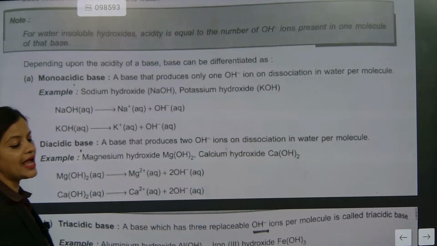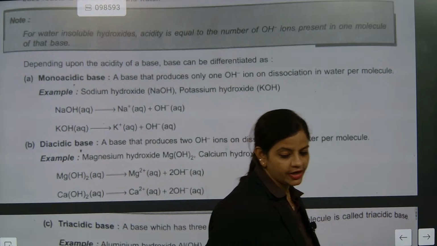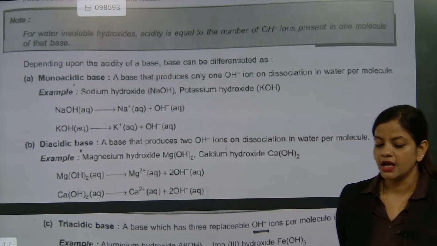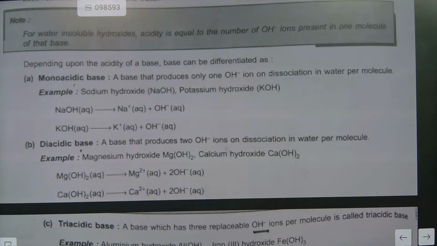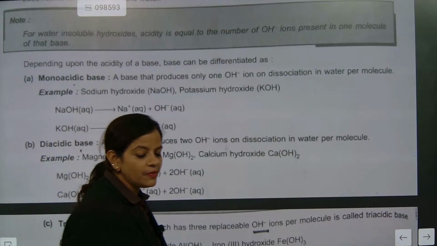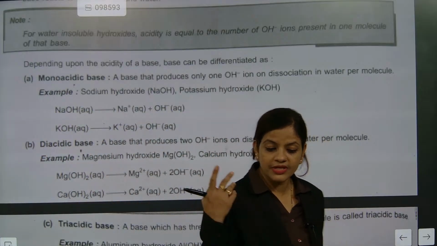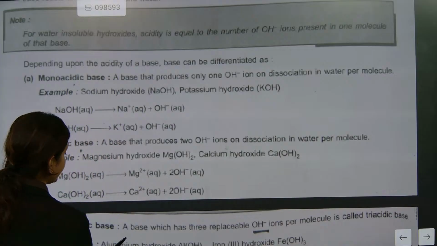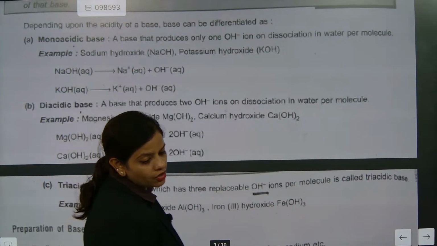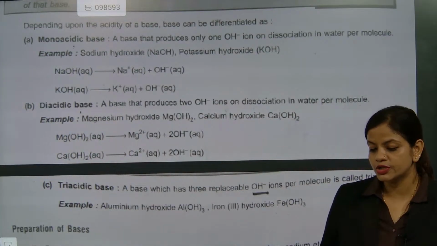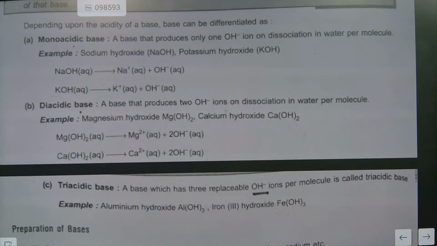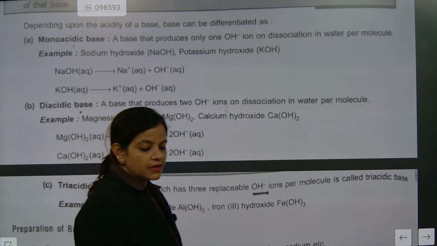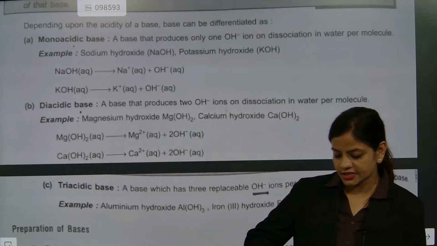Diacidic bases, if somebody asks you, what answer will you give? Magnesium hydroxide and calcium hydroxide. Now triacidic bases. If somebody asks you about triacidic, which one can it be? Aluminium hydroxide. Iron hydroxide is also a triacidic base. Come on, note down diacidic and triacidic bases.